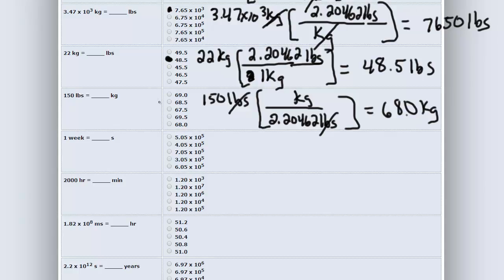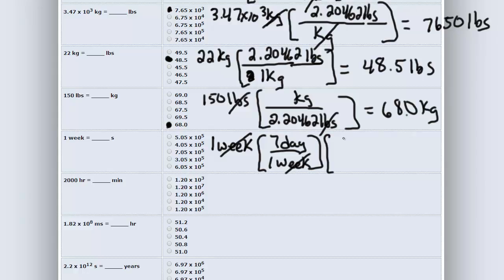kilograms. 68 kilograms. Now we want to go from 1 week and determine how many seconds that is. So 1 week, and we want to go to seconds. Every week there are 7 days. So 7 days in a week. Weeks drop out. And each day, there's 24 hours in a day. Okay, so the days drop out.